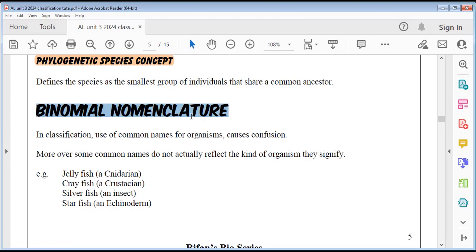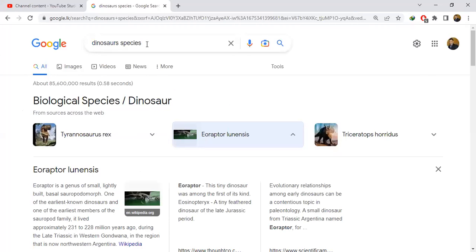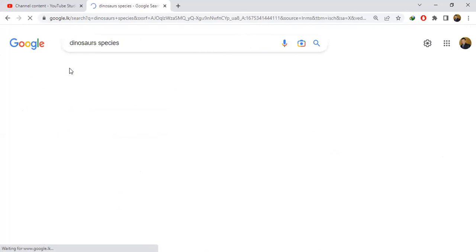Here, why we have to depend on a scientific name? Why can't we depend on a common name? That is one question to us. One reason for not depending on the common name: the common name correctly doesn't tell the reality. That is really giving us a confusion. Understood?